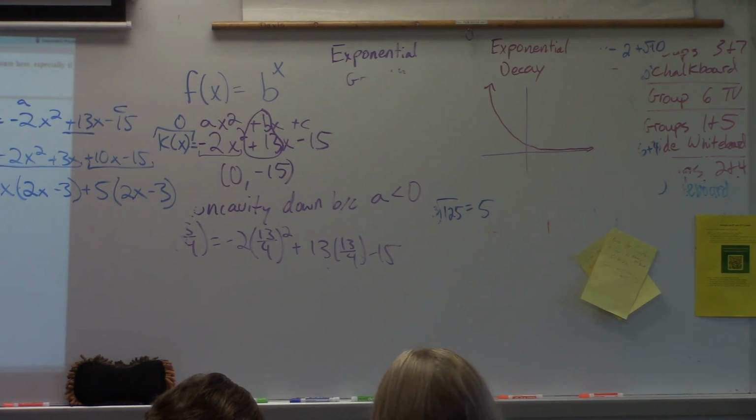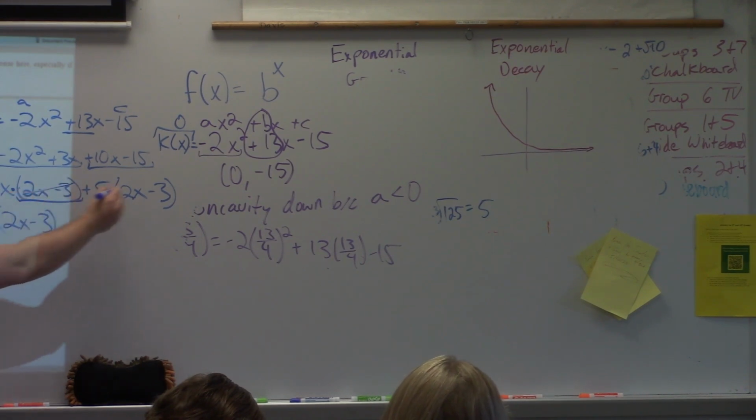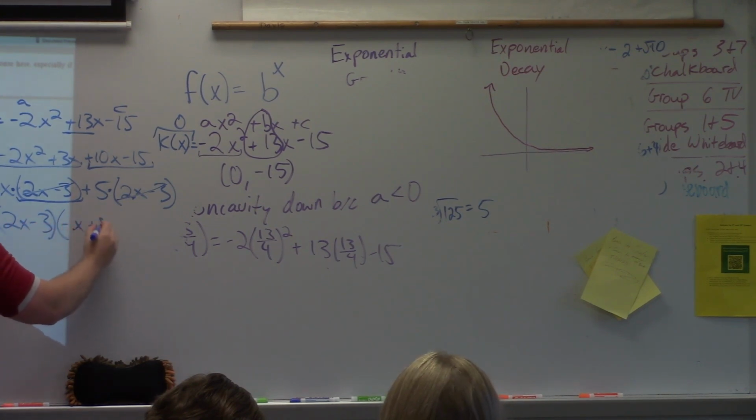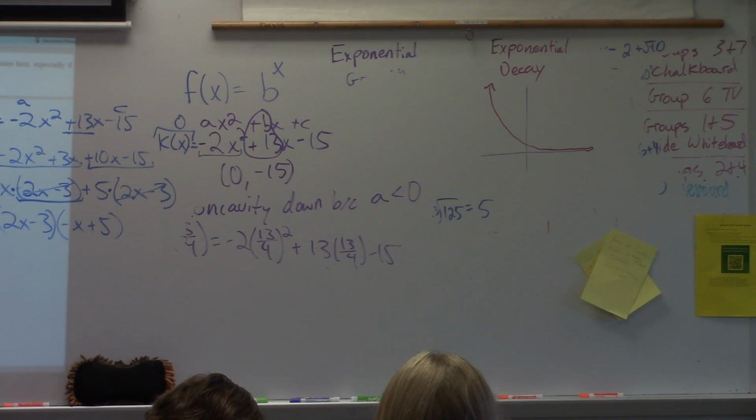From there, what can I do? I'm not crossing them out. What am I doing? They both have a common factor of 2x minus 3. So what I'm really doing is factoring out the 2x minus 3, and I cross it out just to help me focus my attention. Once I factor that out, what am I left with? Now what am I going to use?